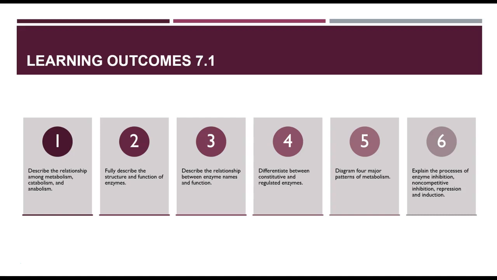There are 6 learning outcomes for this mini lecture. First, describe the relationship among metabolism, catabolism, and anabolism. 2, fully describe the structure and function of enzymes. 3, describe the relationship between enzyme names and their function. 4, differentiate between constitutive and regulated enzymes. 5, diagram 4 major patterns of metabolism. And finally, explain the processes of enzyme inhibition, non-competitive inhibition, repression, and induction.